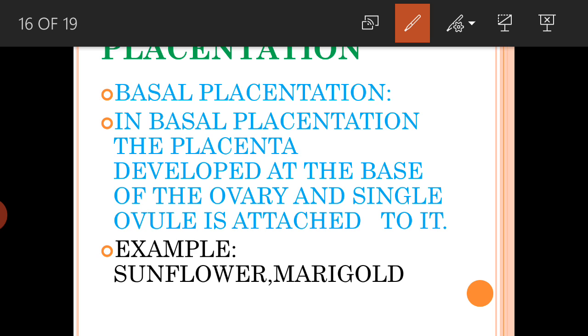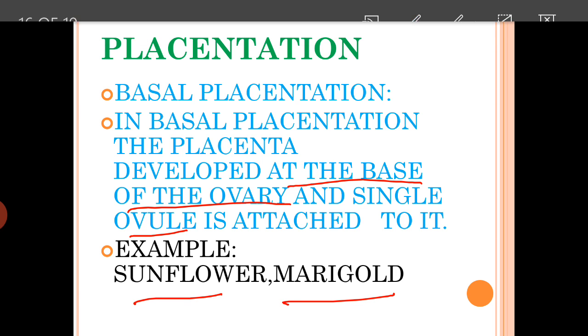The next placentation we are going to see is basal placentation. In this placentation, the ovules or the ovary are attached to the basal part. So the definition is: in the basal placentation, the placenta develops at the base of the ovary and a single ovule is attached to it. So examples are sunflower and marigold.